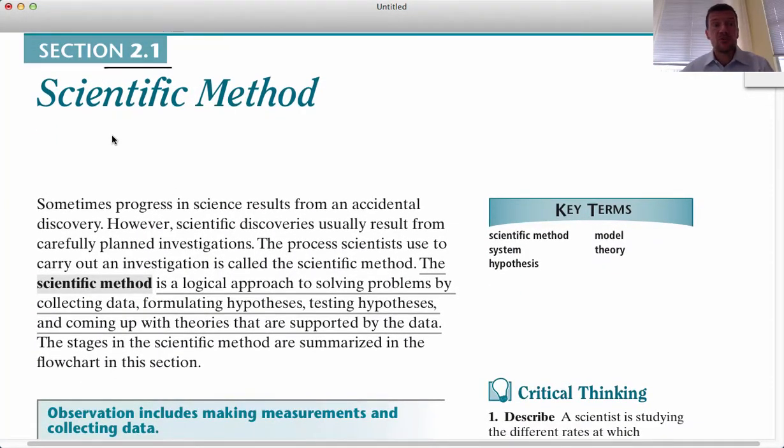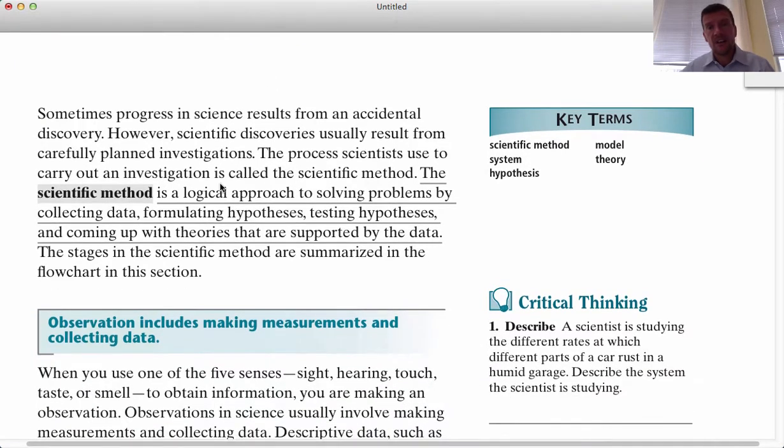First section of chapter 2, we're looking at the scientific method. Now, it is technically defined as a logical approach to solving problems, and there's a step process that most people would agree makes up the scientific method. You're going to be collecting data, forming different hypotheses, testing those hypotheses, and coming up with some conclusions, maybe some theories. If those theories stand the test of time, they might turn into laws. All of it is supported by data, though.